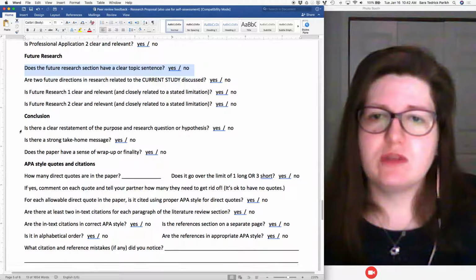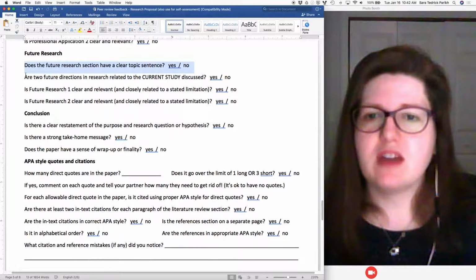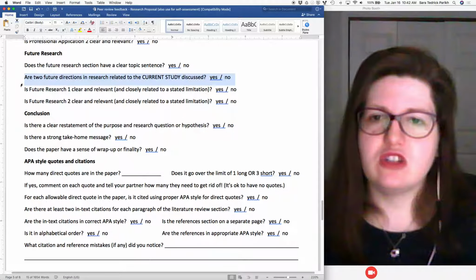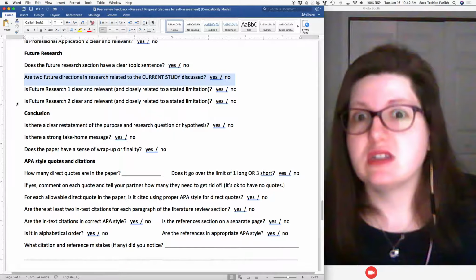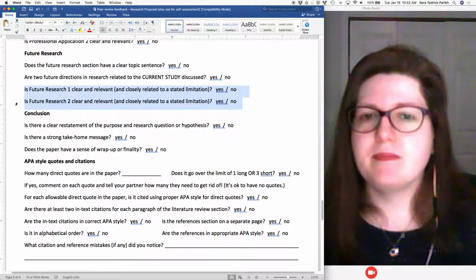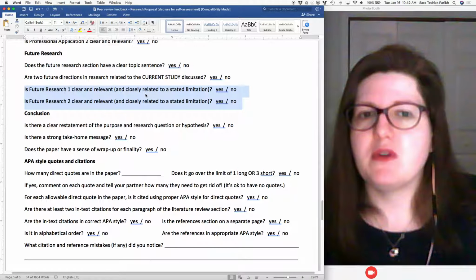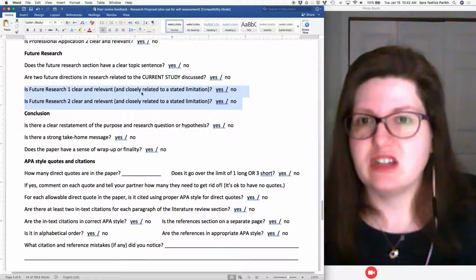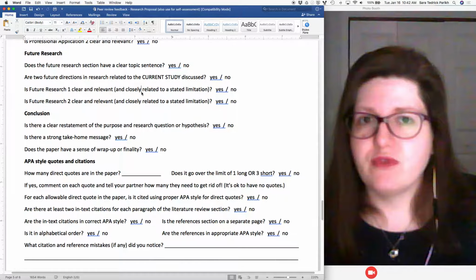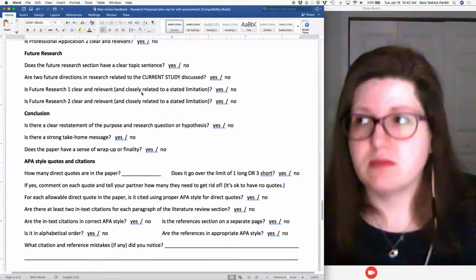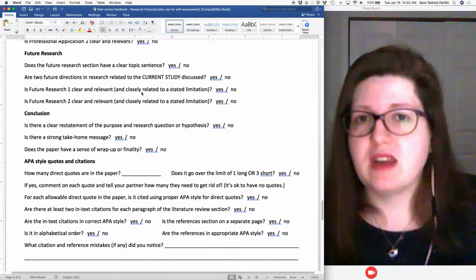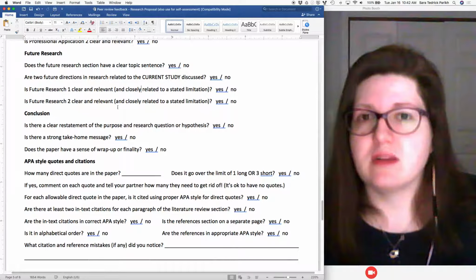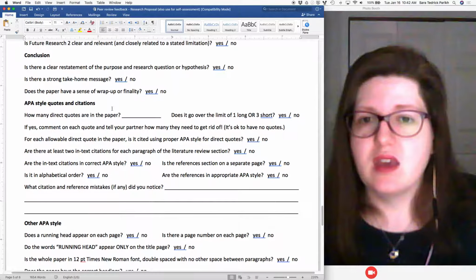Does the future research section have a clear topic sentence, at least 2 future directions in research related to the current study, and then clear and relevant, and it needs to be focused on a stated limitation. So the same format for those as with the literature review, but now for this research proposal, it's all going to be specific to your study.